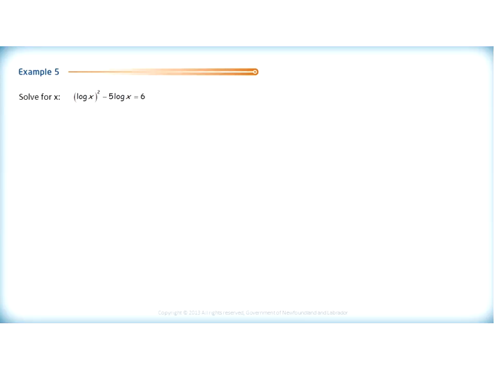In example 5, we are asked to solve for x. Here you have the log of x all squared minus 5 times the log of x is equal to 6. In order to solve for x here, I recommend that you let the log of x be represented by some other variable. Let's let it equal m. So then we can rewrite this as m squared minus 5m. We can bring the 6 over to the left-hand side.